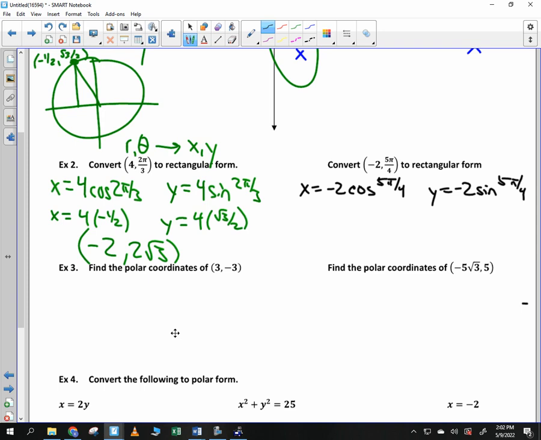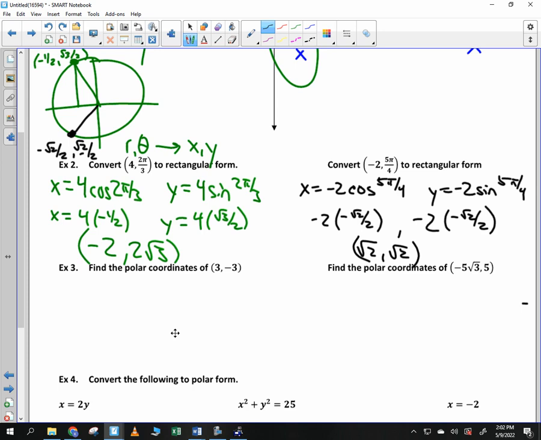We should have x is negative 2 cosine of 5 pi over 4 and y is negative 2 sine of 5 pi over 4. 5 pi over 4, anybody know what the terminal point there is? Yep, negative root 2 over 2, negative root 2 over 2. And so we get negative 2 times negative root 2 over 2, and we get negative 2 times negative root 2 over 2. So it looks like they are the same. Notice that the negatives will cancel and the 2's will cancel. I get root 2, root 2.